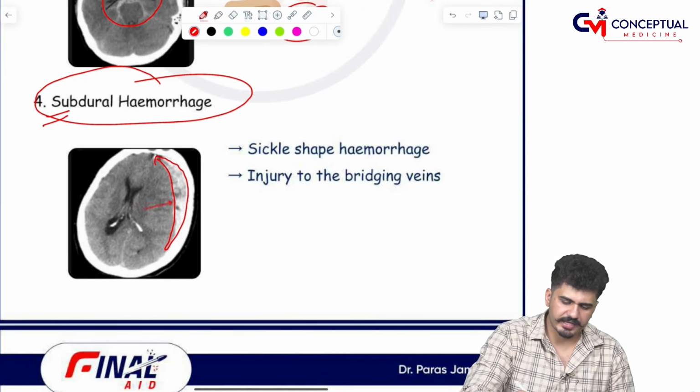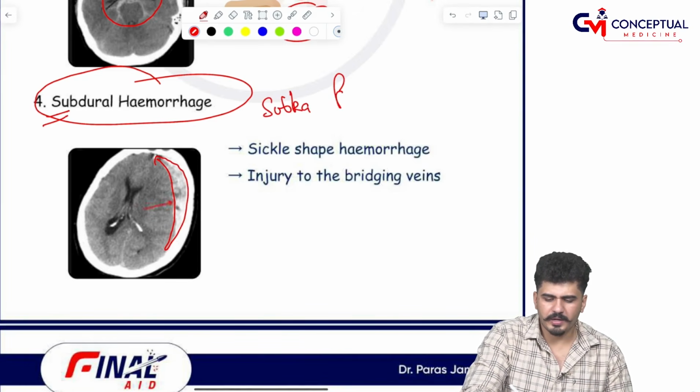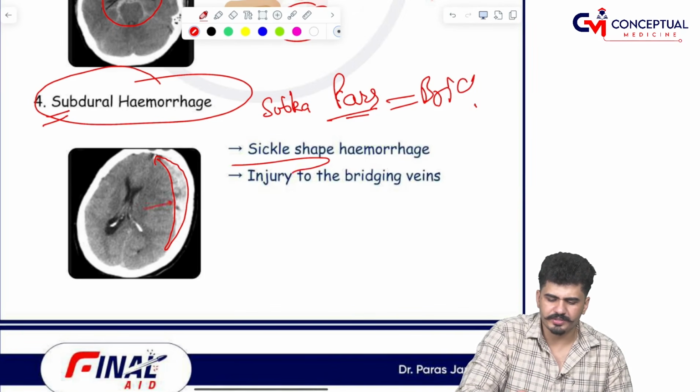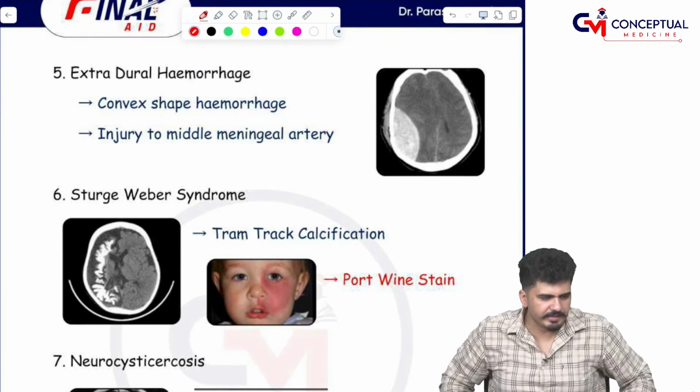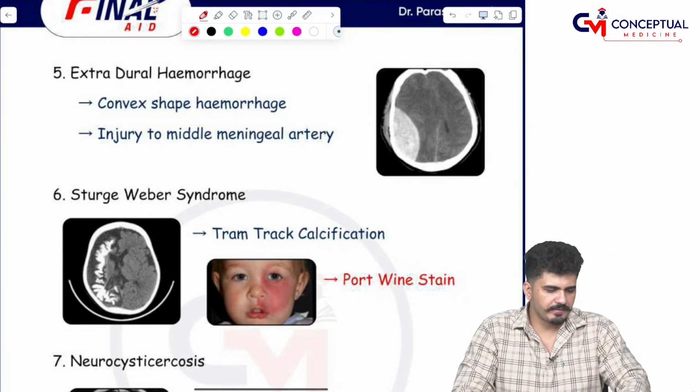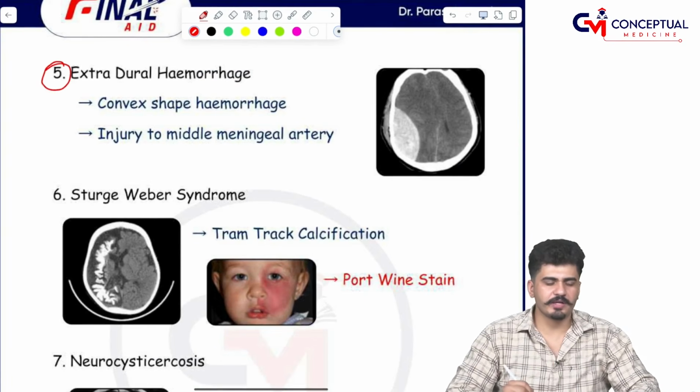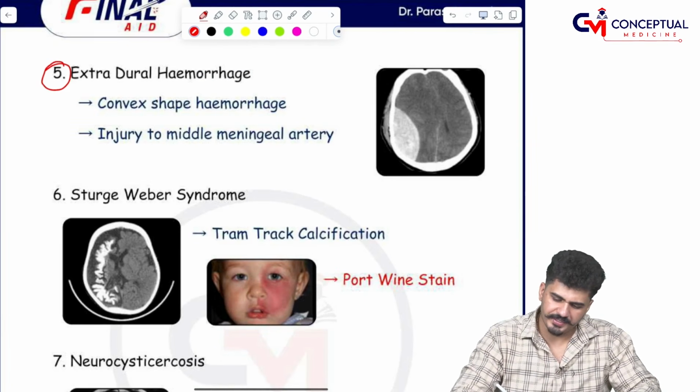Sickle-shaped hemorrhage. तो कहता है सबको पार जाना है नदी के, कैसे जाएंगे? ब्रिज से. तो injury is going to be to the bridging veins. Then coming to the EDH, a question asked multiple times in the exam. Let's talk about the extradural hemorrhage. Extradural hemorrhage you will see right here.